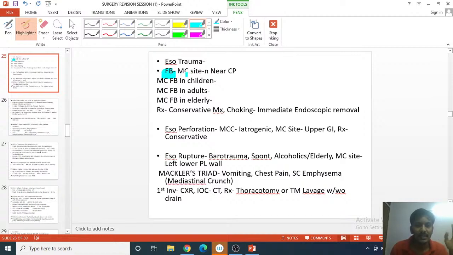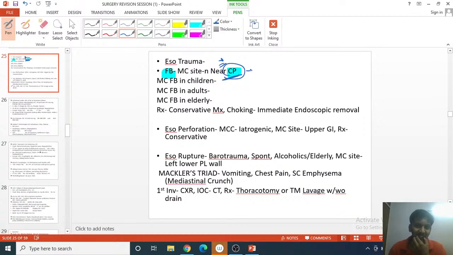The most common site of impaction of foreign body कहाँ अटकती है? Mainly near the cricopharynx. So remember narrowest part of esophagus कौन सा है तुम्हारा? Cricopharynx. So narrowest part of esophagus, ये first constriction कहाँ आता है? Cricopharynx पे. कौन सी level पे था ये?